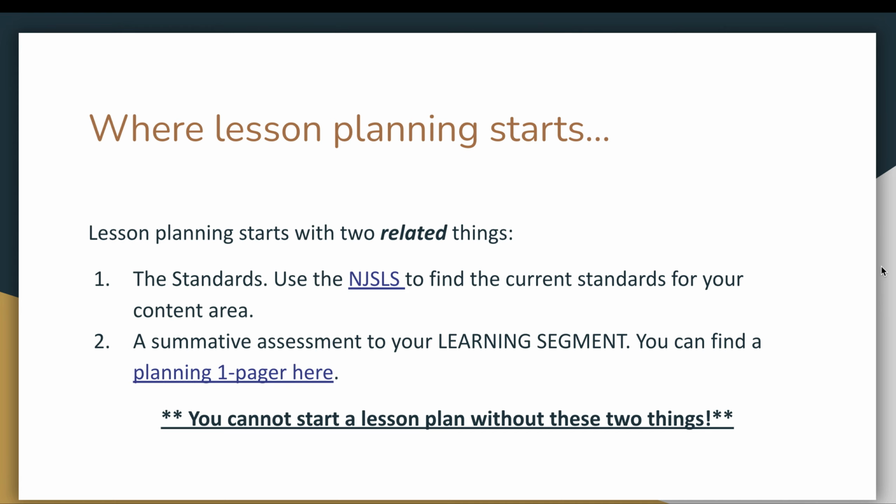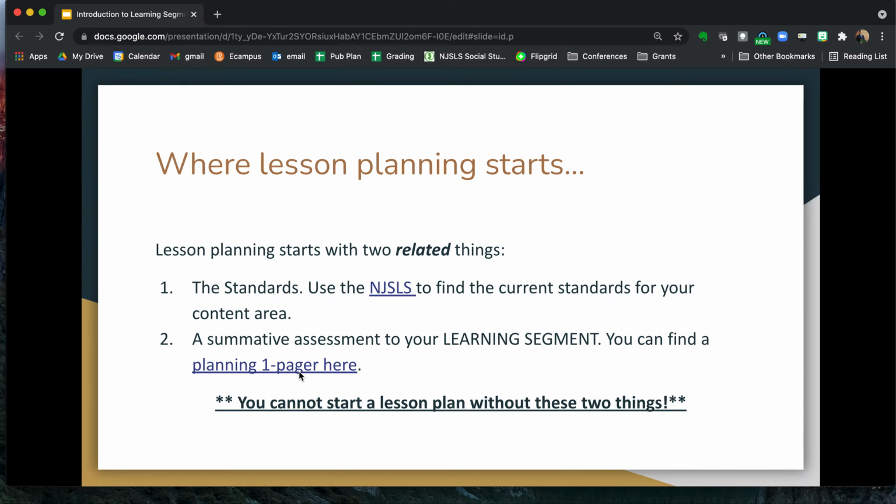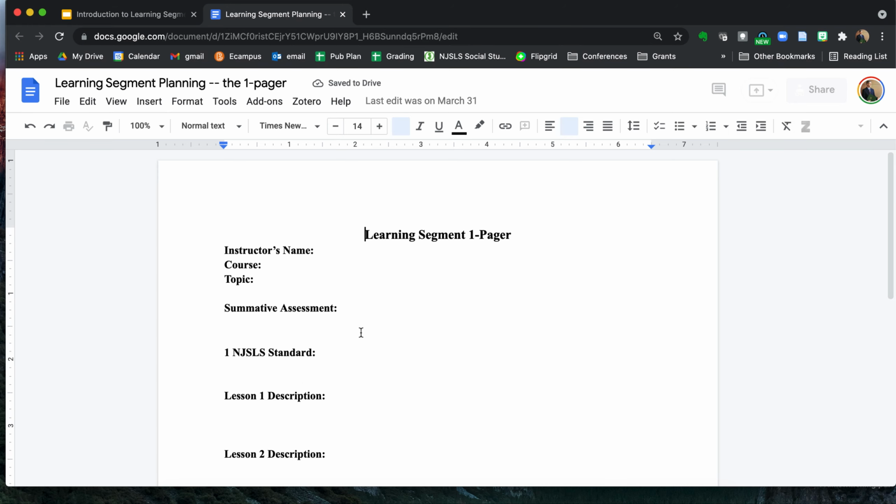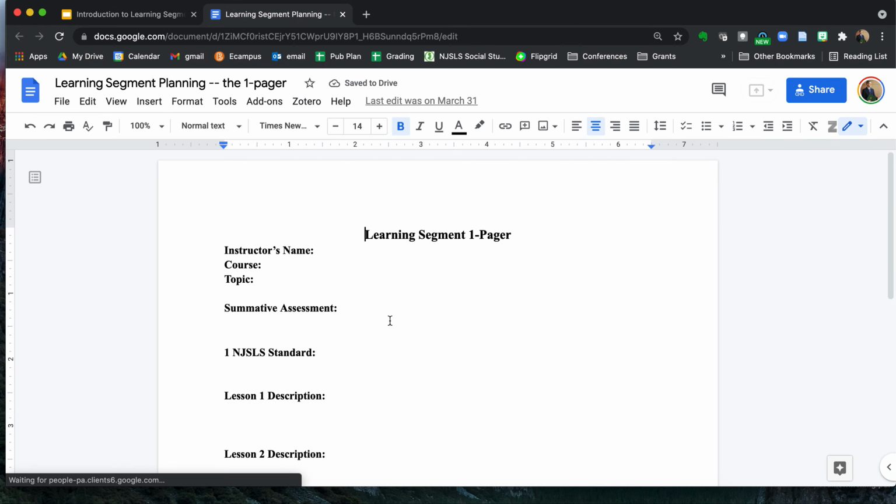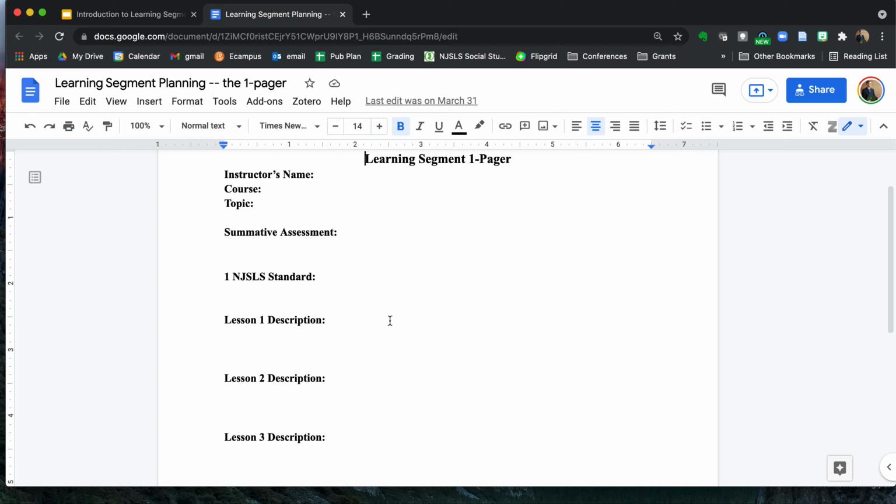Number two, the lesson plan needs to be related to a summative assessment for your learning segment. Okay? So you might do something like this, and this is just a one-pager that we're going to be using in class. So you get the, what's your name and all that stuff. What we want to do is be able to say, okay, the summative assessment and the standard should go together.